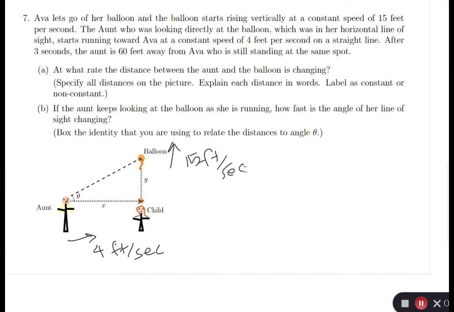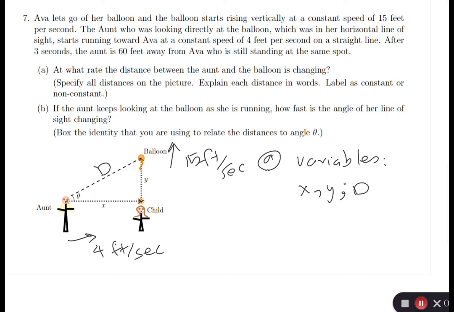Now, what do I know? There are 2 variables labeled here that relate to part A. So for part A, the variables are x and y, and then the distance between the ant and the balloon is also one of the variables. I can call this z, or d, whatever you wish, just the variable name, and let's say d.